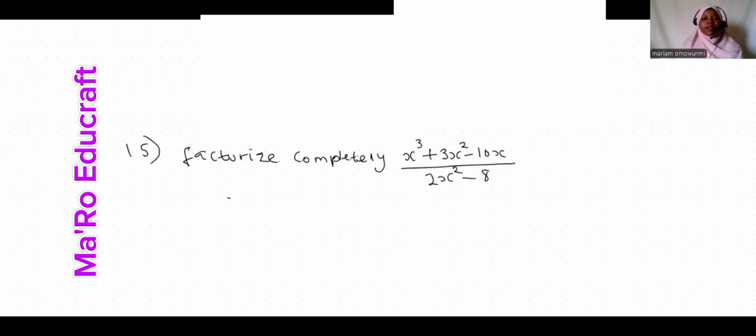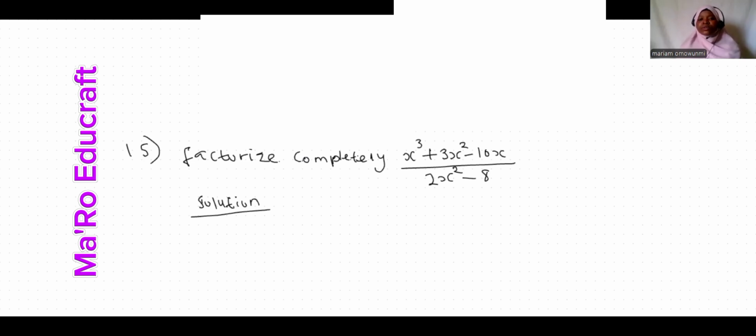Question 15. Factorize completely x cubed plus 3x squared minus 10x over 2x squared minus 8. Solution. Let's take a look at this question. I will make it a very easy way for you to solve. x cubed plus 3x squared minus 10x over 2x squared minus 8.